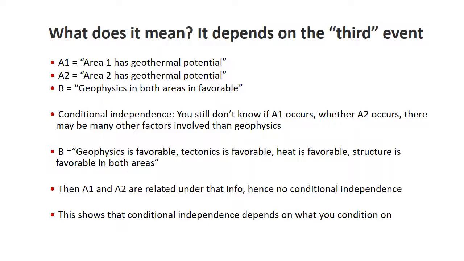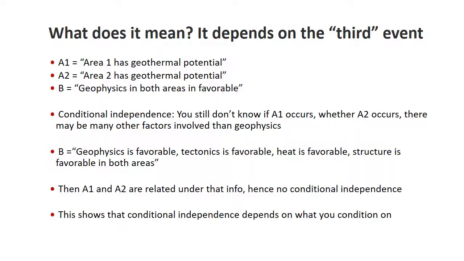So imagine you have two areas, area one and area two, and we have some information which is called geophysics. The event A1 means that area one has geothermal potential, A2 means area two has geothermal potential, and B means geophysics is favorable. Conditional independence would mean that if you now knew that A2 occurs, that doesn't mean you know anything more about A1, simply because the geophysics, certainly in geothermal, may be just one of the many, many factors involved. So knowing this geophysics still doesn't tell us anything about A1 if we know A2. We could say those two probabilities can be modeled as independent.